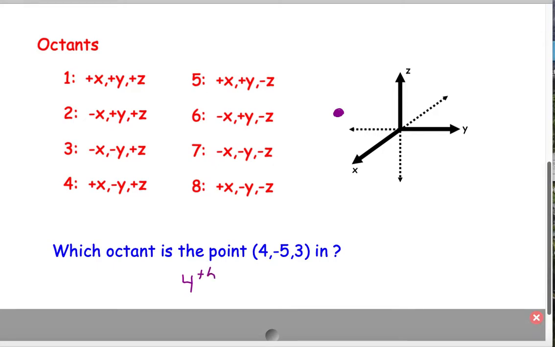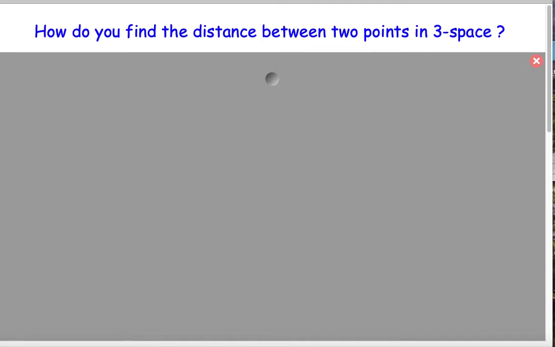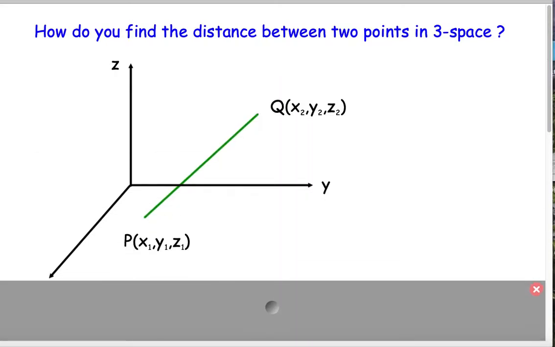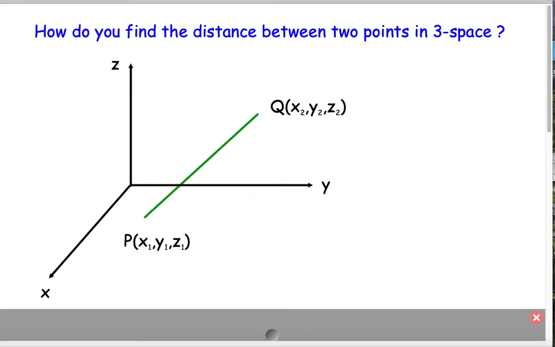All right, so hopefully that helps a little bit with perspective. Because now, let's start figuring out how we can do some things that we've done in 2 dimensions in 3 dimensions. So how would we find the distance between 2 points in 3 space? Let's say, for example, we have a point P and Q. And the P point has coordinates x sub 1, y sub 1, z sub 1, and Q is x sub 2, y sub 2, z sub 2.